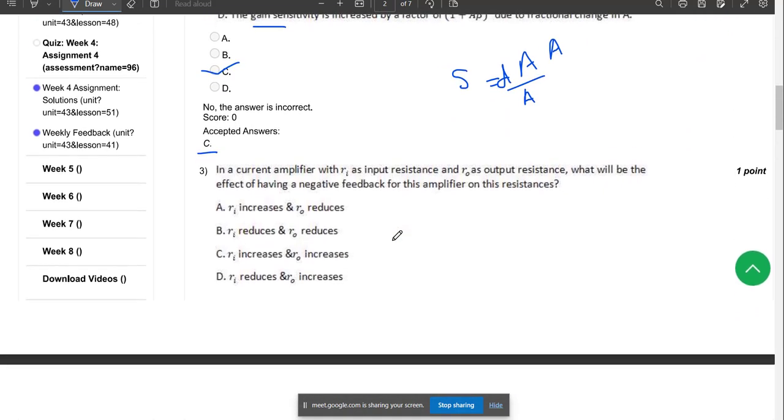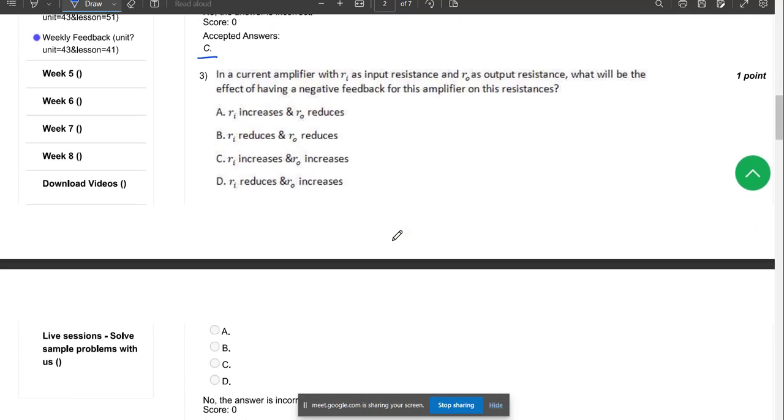Now let's go to question number 3. In a current amplifier with Ri as input resistance and Ro as output resistance, what will be the effect of having negative feedback for this amplifier on these resistances? Here a current amplifier is given to us, with Ri taken as input resistance and Ro as output resistance, and negative feedback is given to it.